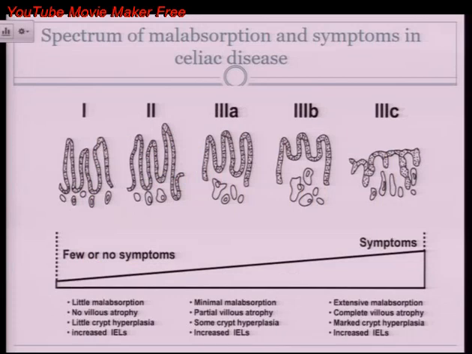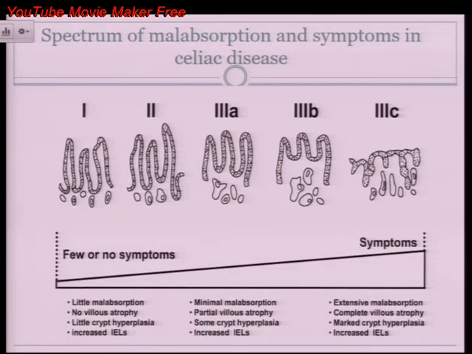So there's a classification for celiac disease. It's called the Marsh classification. It goes from Marsh 1 to 3C. Marsh 1 is basically normal villi, normal mucosa. These patients have very little malabsorption, very little crypt hyperplasia. They may have increased intraepithelial lymphocytes.